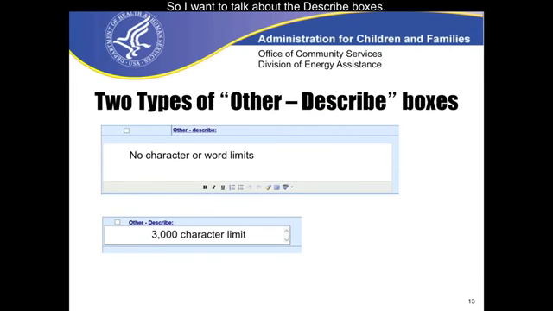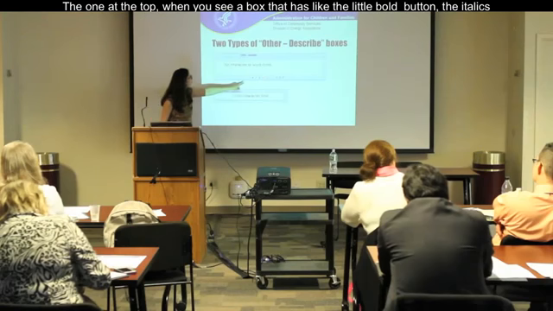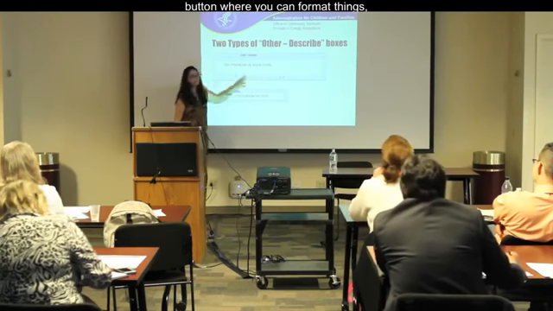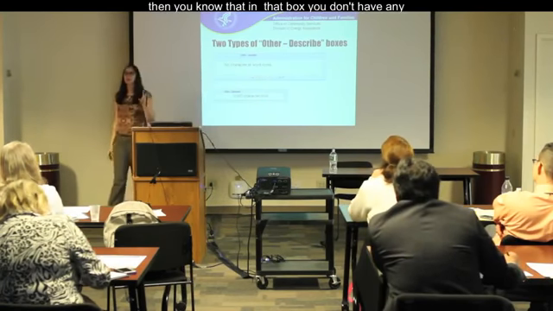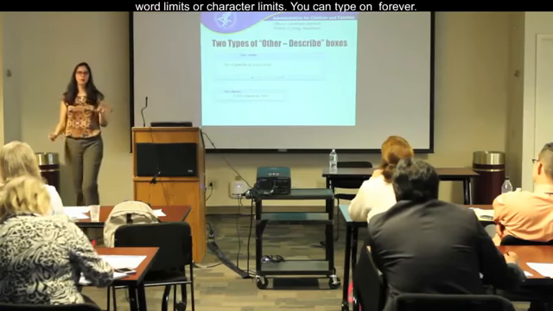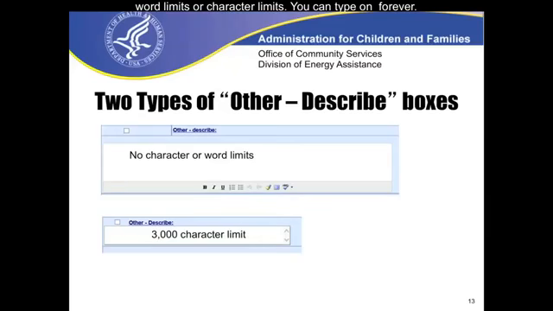All right, so I want to talk about the describe boxes. There's 2 different kinds. The one at the top, when you see a box that has the little bold button and the italics button where you can format things, then you know that in that box you don't have any word limits or character limits. You can type on forever. You can type it in a Word document, copy and paste it into that box. Or you can just keep typing in there and it'll just keep going down further and further. And you can put bullets. It's really fun.